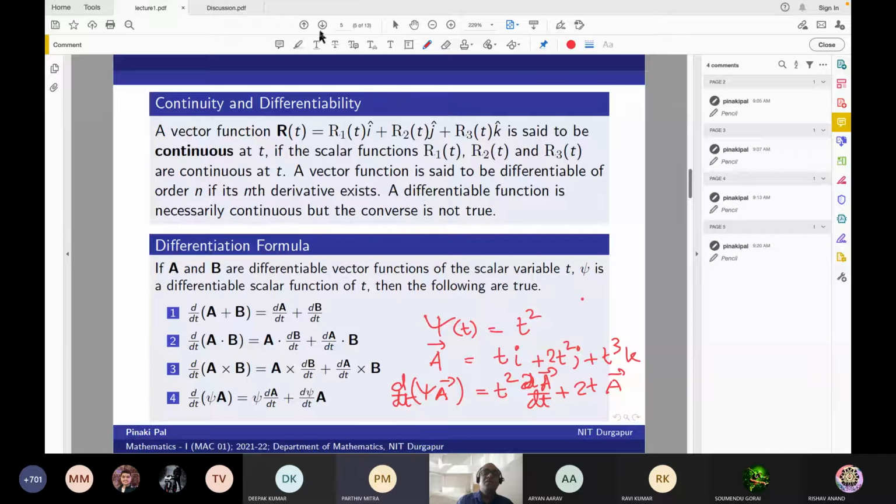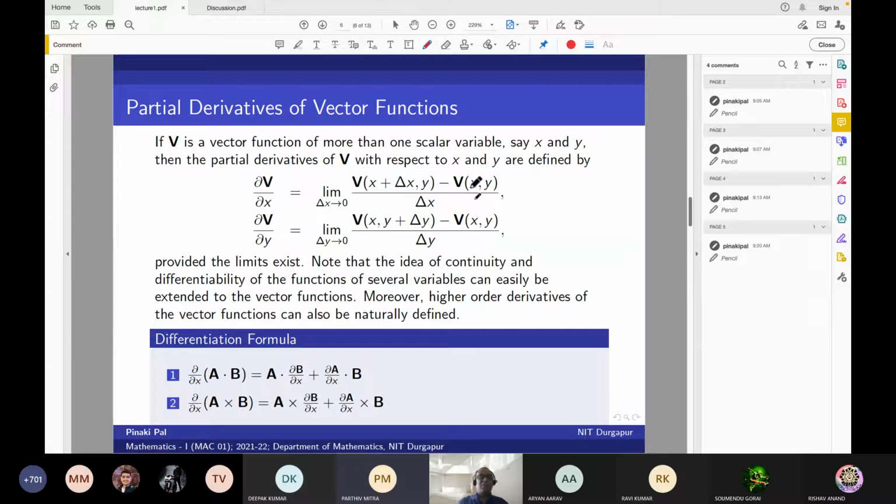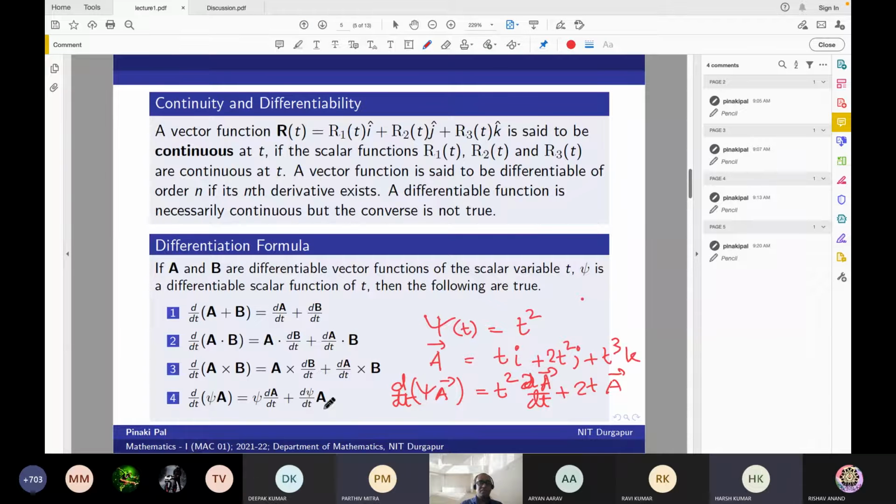Okay, so let me just introduce the partial derivative. In the fourth formula, it is only the simple scalar multiplication, which we have done now. If we simply write the multiplication, d psi by dt will be a scalar function, and you have to multiply this scalar function to this vector a. Both psi and a should be functions of t. Yes, so we were dealing with a function of a single scalar variable t. So it will come naturally.